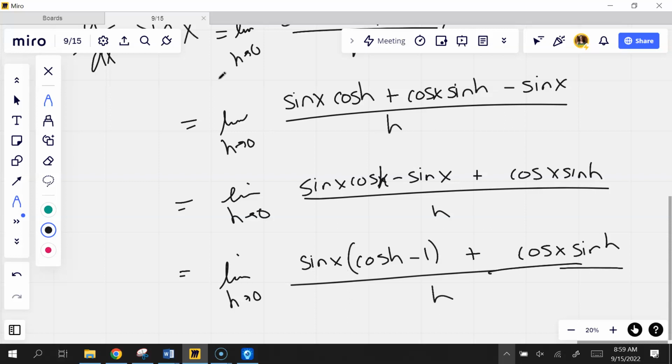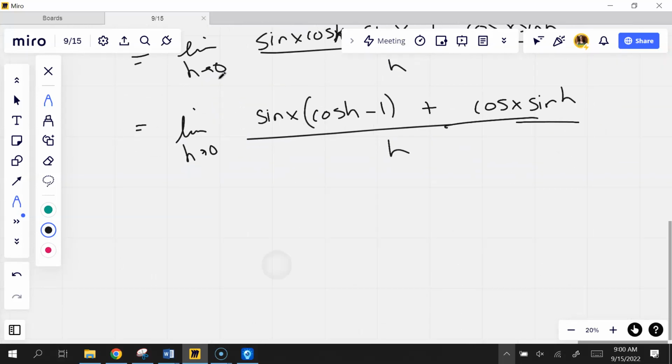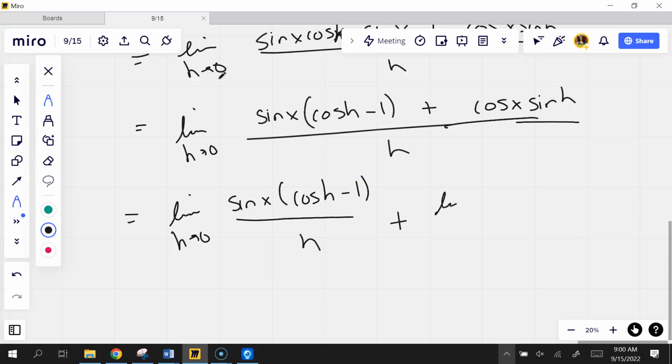I still don't really see anything that I can do here, so I think what I'll do is split this up into two different fractions. Are y'all okay there? Remember my limit properties. I could make this the limit as h goes to 0 of sin x times cosine h minus 1 over h, plus the limit as h goes to 0 of cosine x sine h over h. Are we okay there?